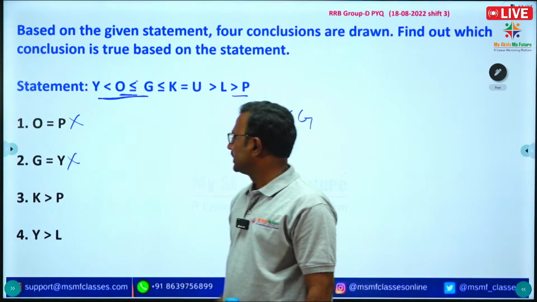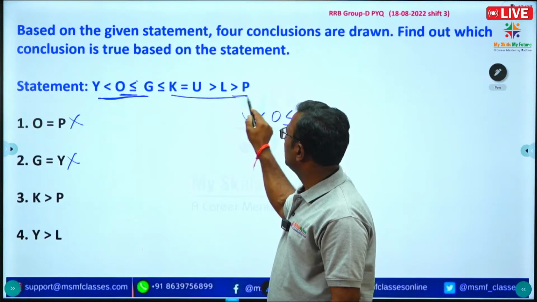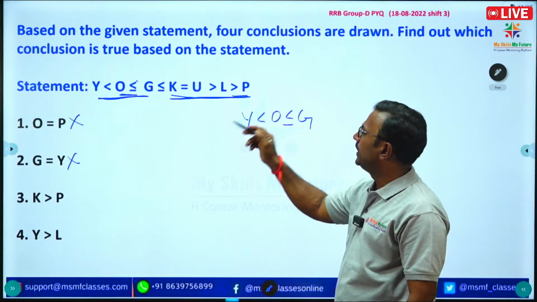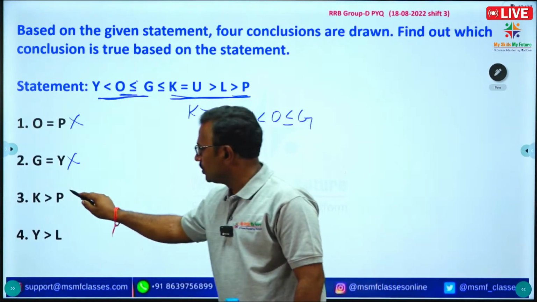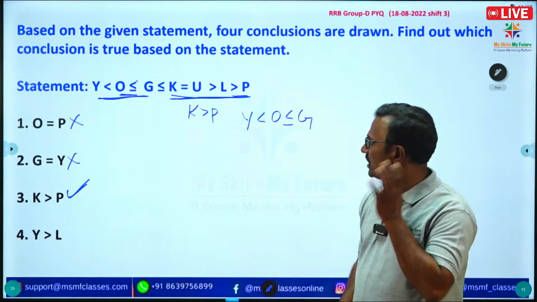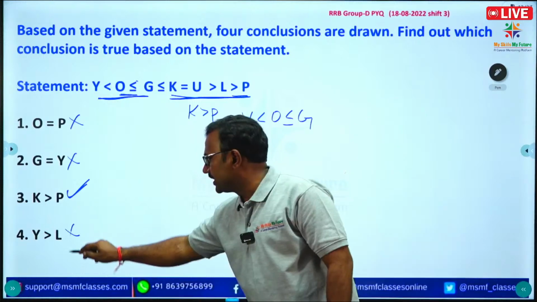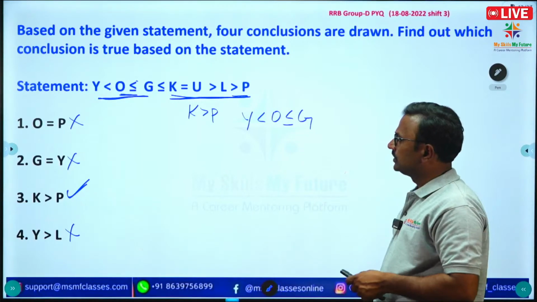Right, k greater than p. See here: k is equal to u greater than l greater than p. So we can write k greater than p. So k greater than p is correct. No need to check y greater than l, it is not false. So k greater than p is correct. Right. Next question.